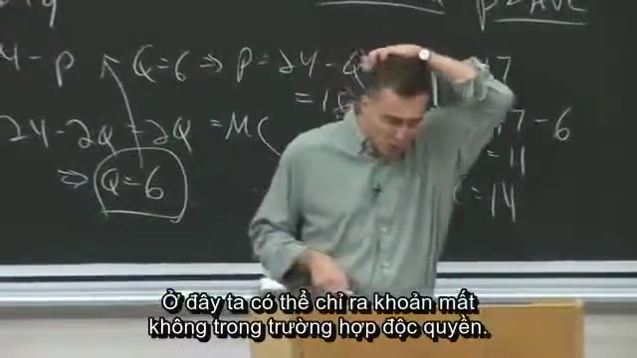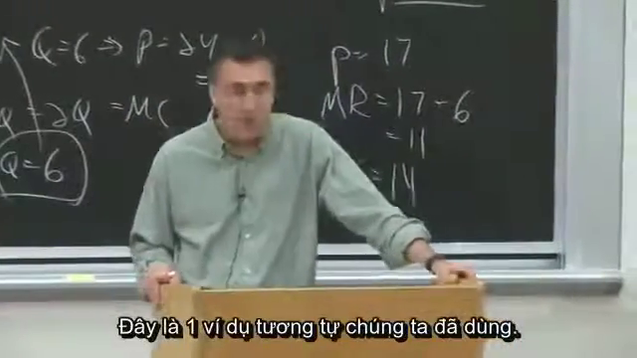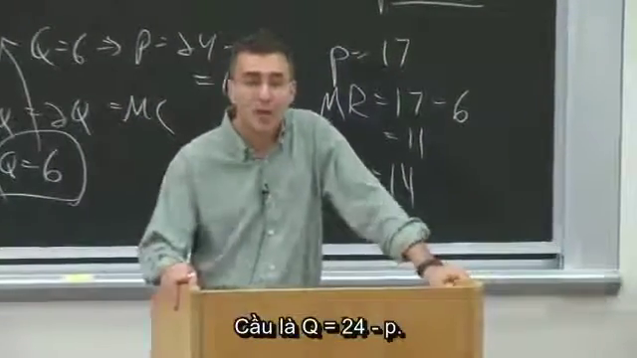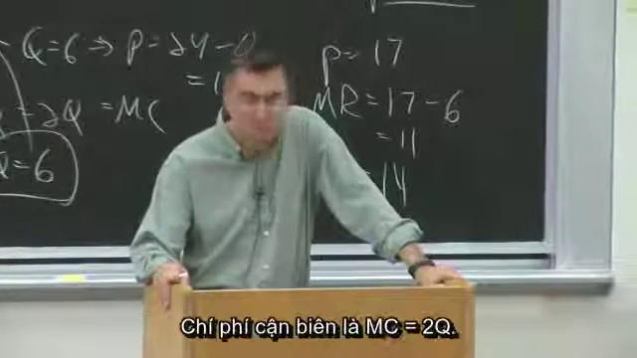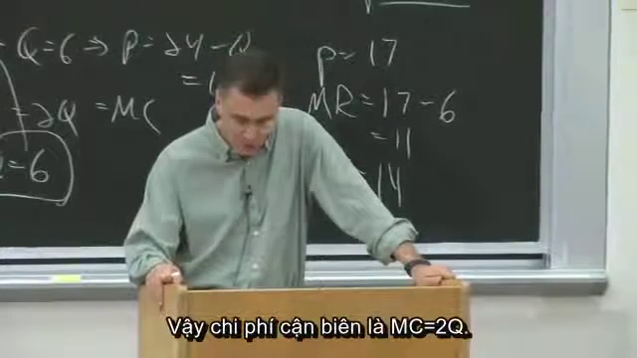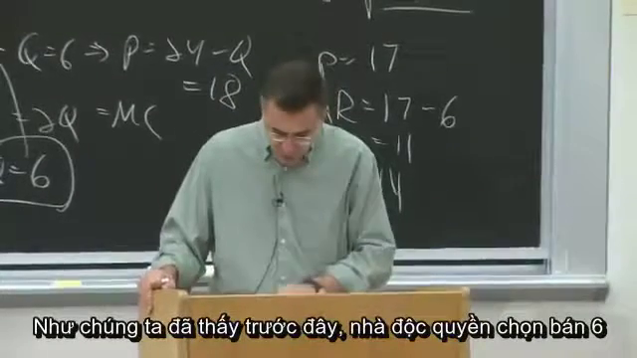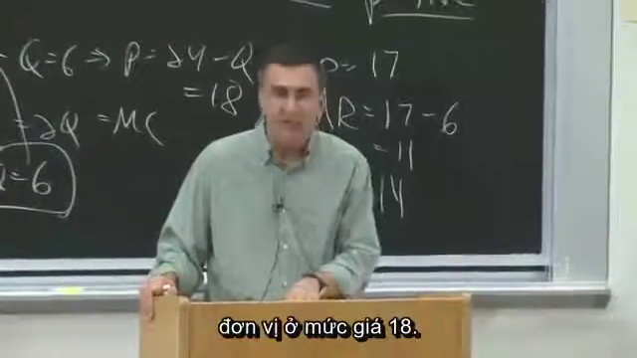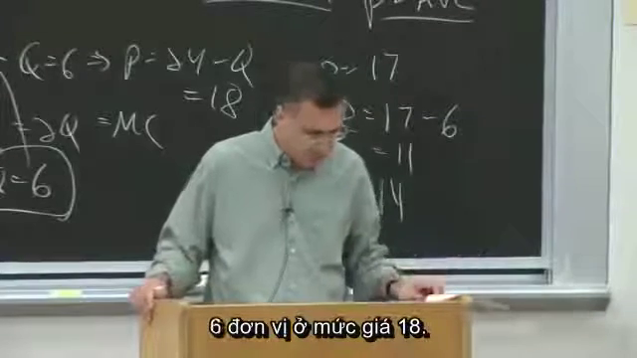Here we can show the deadweight loss of monopoly, using the same example as before. Demand is Q equals 24 minus P. The cost function is 12 plus Q squared, so marginal cost is 2Q. As we saw before, the monopolist chose to sell 6 units at a price of 18.